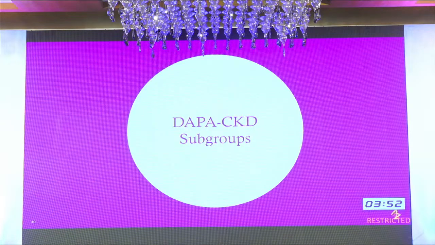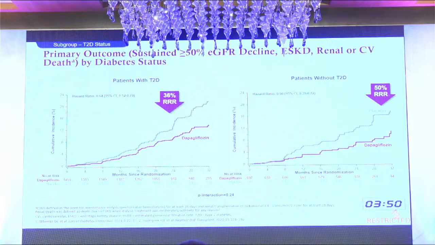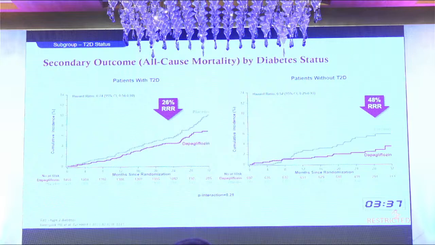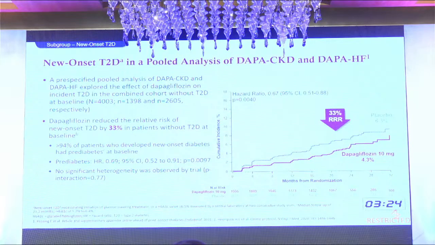So when the subgroup analysis was done, what was found was that patients who were having diabetes versus non-diabetes were equally benefited. That is, whether a person is diabetic or non-diabetic, kidney disease of any type was benefited with the use of dapagliflozin in this DAPA-CKD trial. And when the secondary outcome was looked at, that is mortality of diabetic versus non-diabetic, it was found no way different. Both the groups had a similar benefit. It was also noted in this DAPA-CKD trial that patients who have received the drug dapagliflozin had a 33% risk reduction of diabetes.